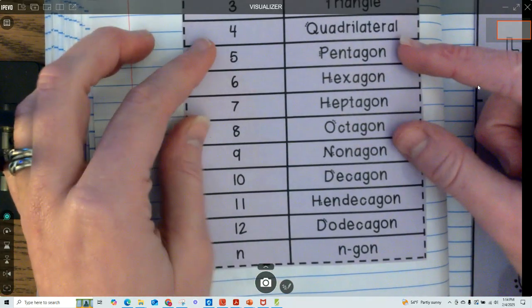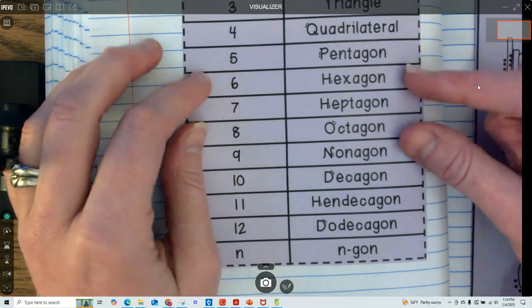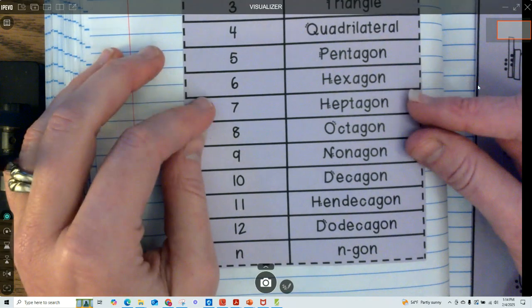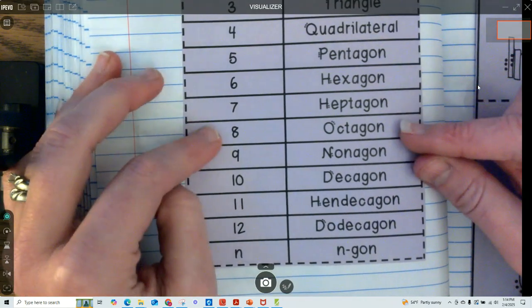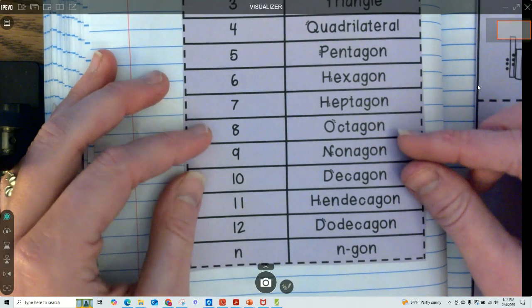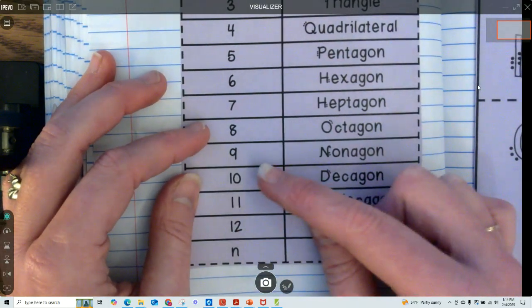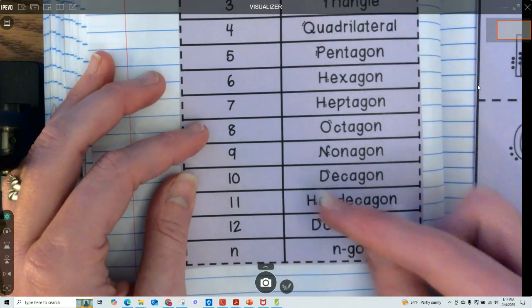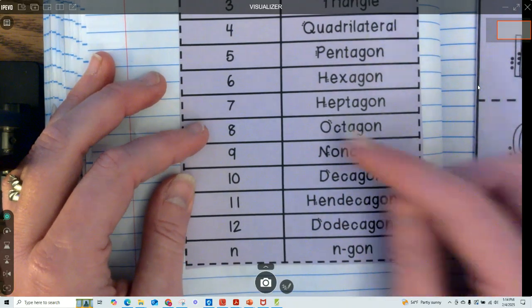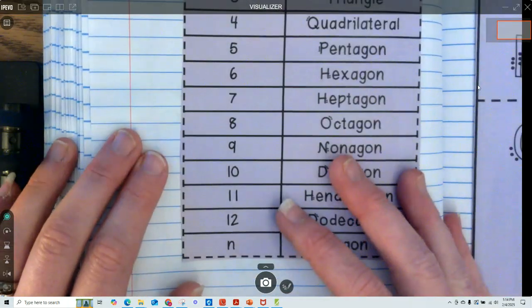If you know from 5 to 8, you're doing pretty good. If it has 5 sides, it's a pentagon, 6 sides is a hexagon, 7 sides is a heptagon, and then 8 is an octagon. If you know to that point, you're doing pretty good. Most high school teachers now say you should know to 10. You should know that 9 sides is a nonagon, 10 sides is a decagon. I'm cool if you know up to that point, again, why I gave you this reference sheet.